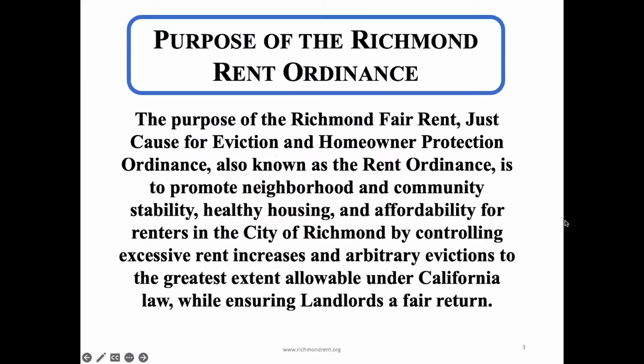The purpose of the Richmond Fair Rent, Just Cause for Eviction, and Homeowner Protection Ordinance, also known as the Rent Ordinance, is to promote neighborhood and community stability, healthy housing, and affordability for renters in the city of Richmond by controlling excessive rent increases and arbitrary evictions to the greatest extent allowable under California law, while ensuring landlords a fair return.